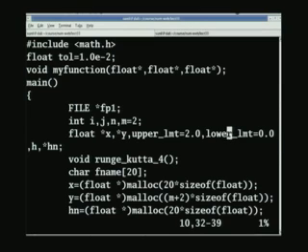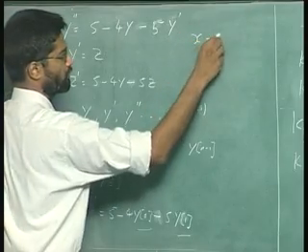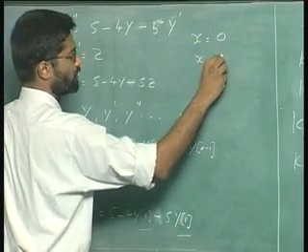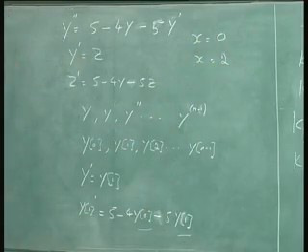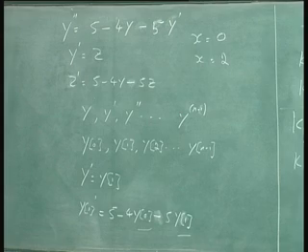So I'm going to solve this with the limit x equal to 0 to x equal to 2. Okay, so now what we're going to solve is this one, from x equal to 0 to x equal to 2. Okay, so that's what we're going to do.